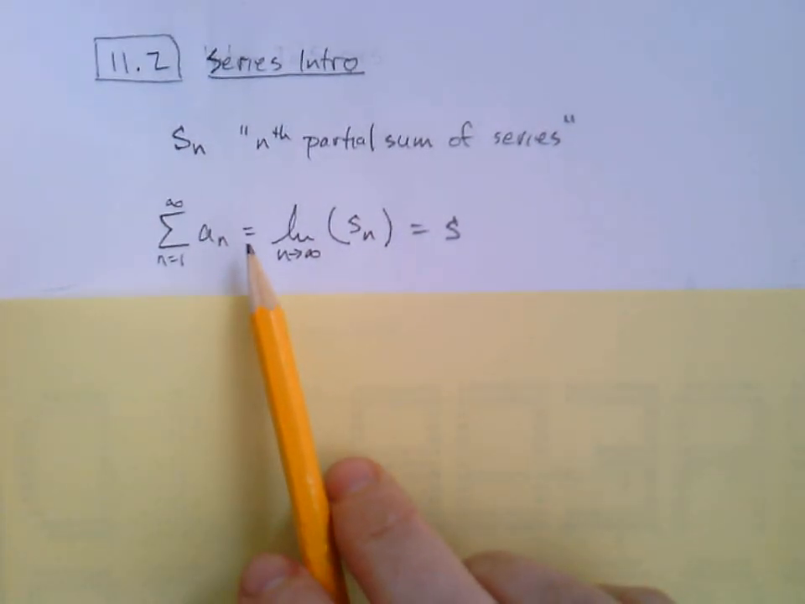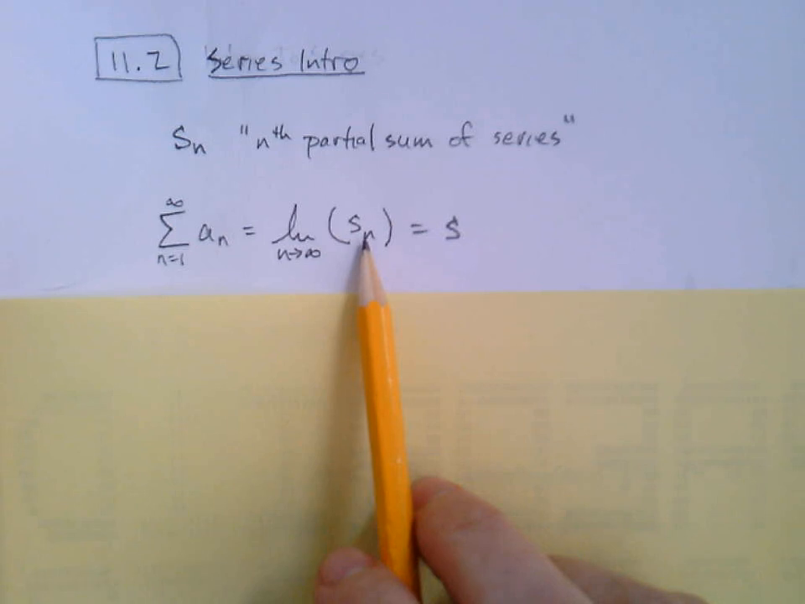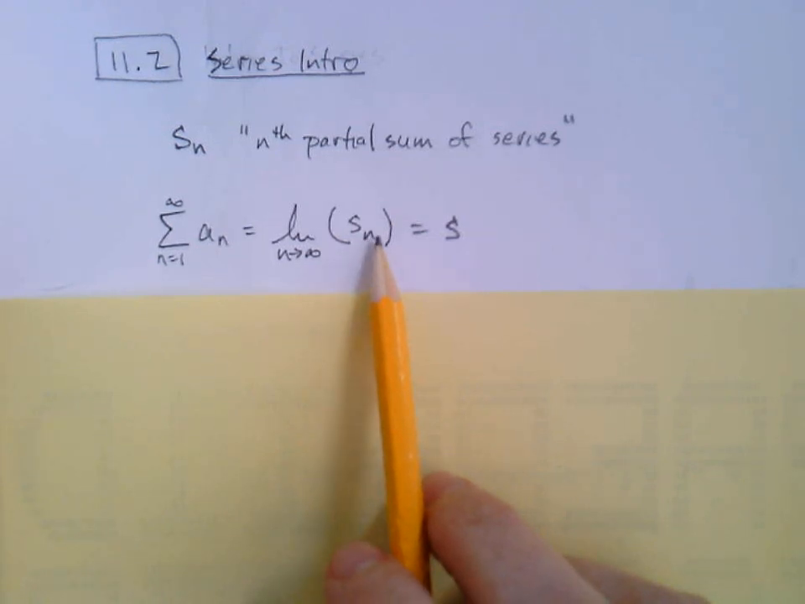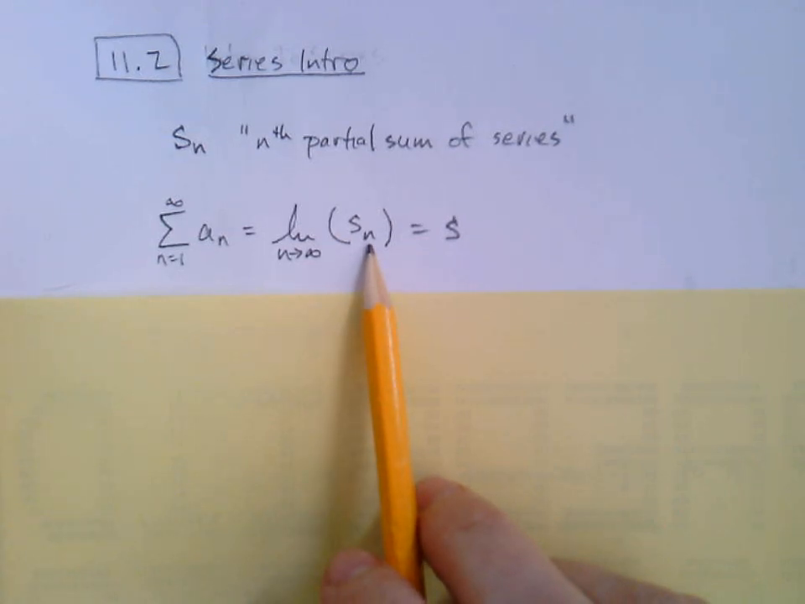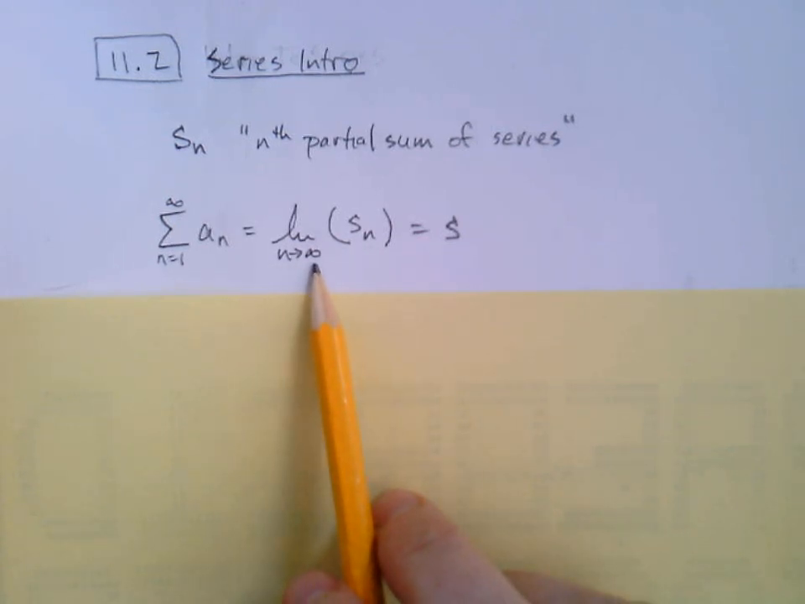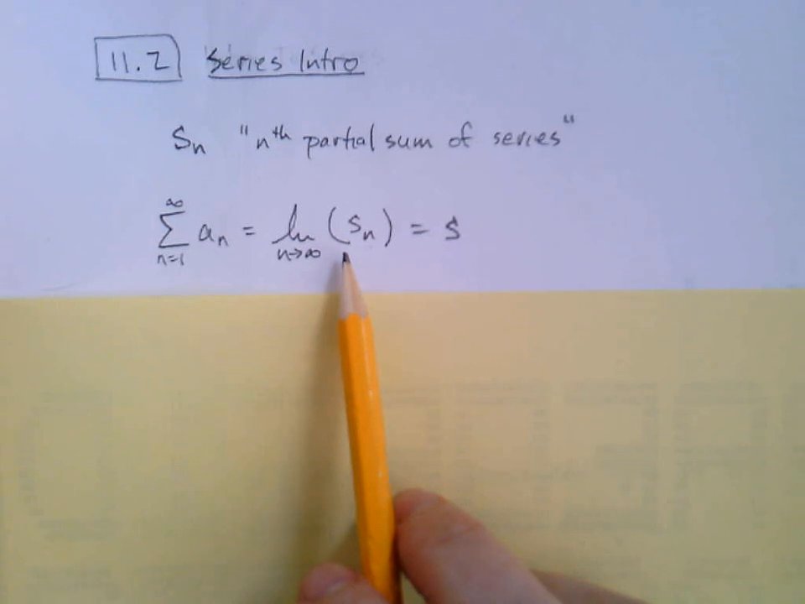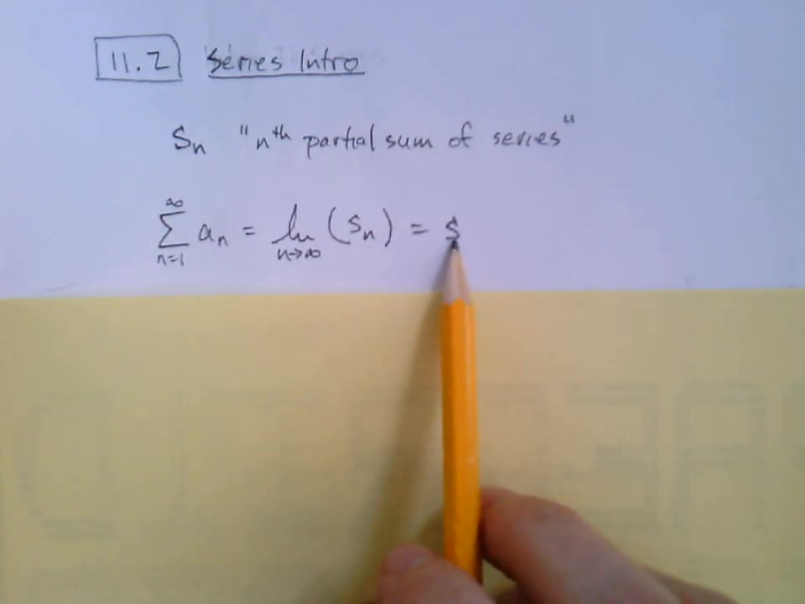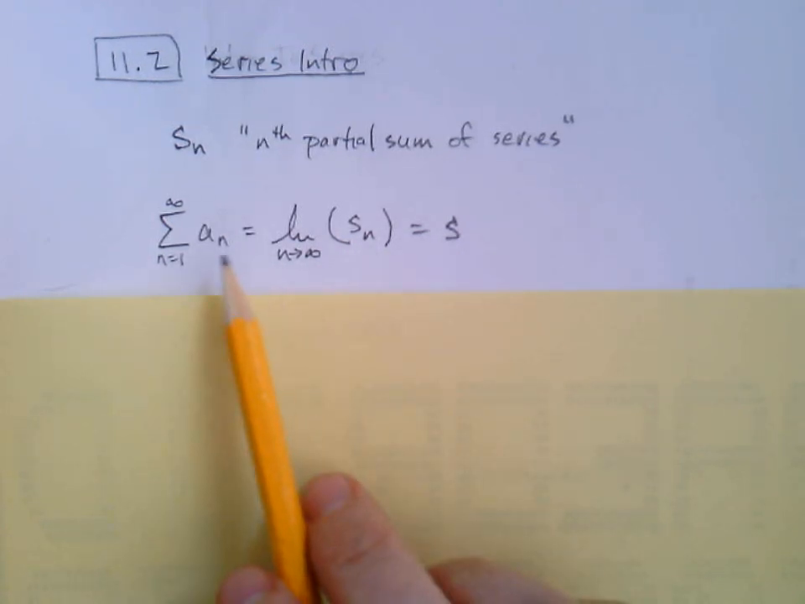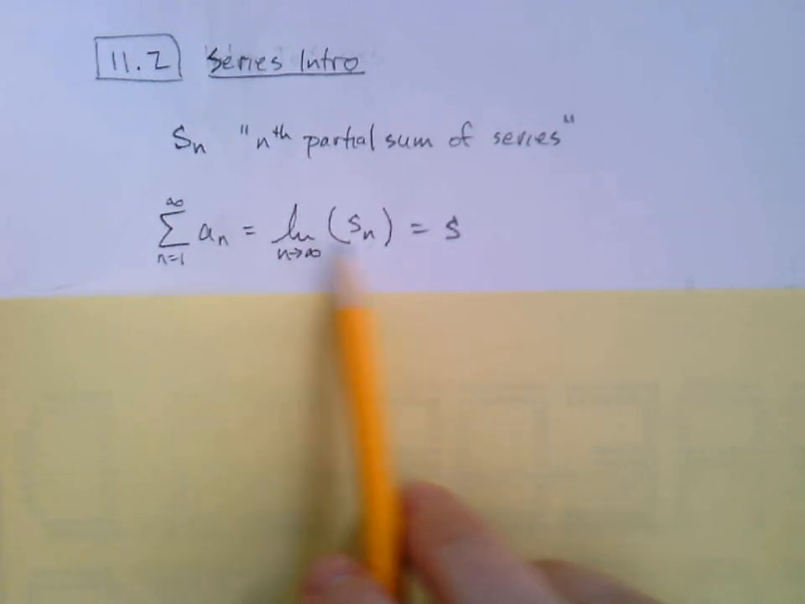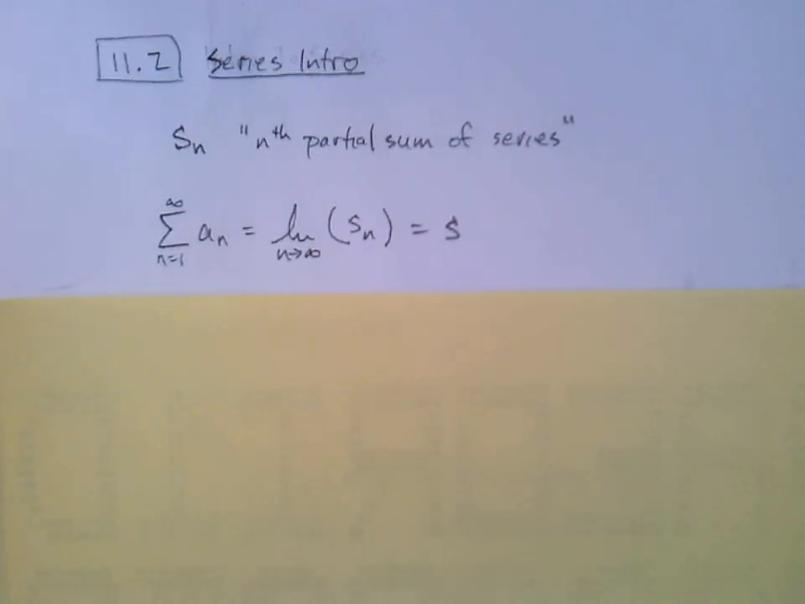So we saw, hey, if I know the nth partial sum, if I can describe the nth partial sum in terms of n, which is no easy task usually, and then I take the limit as n goes to infinity, that limit's going to equal what we call S, which is what all of these terms are adding up to. Okay. So we kind of had that perspective.